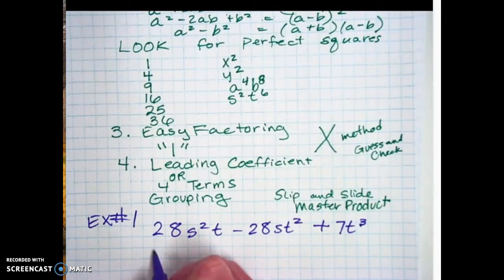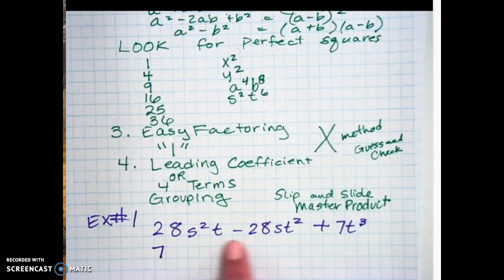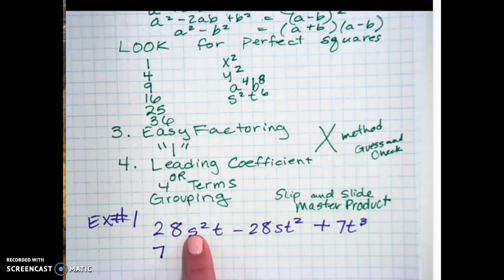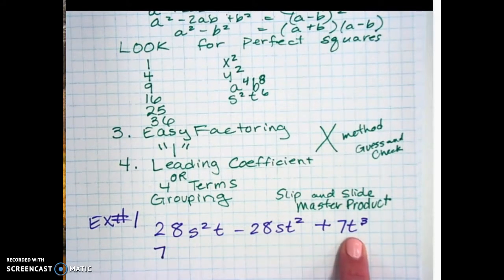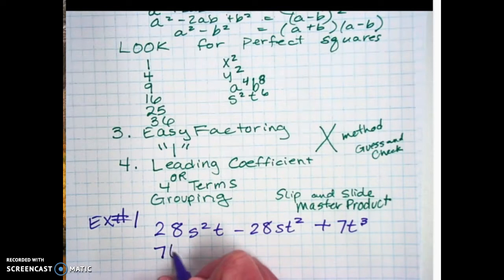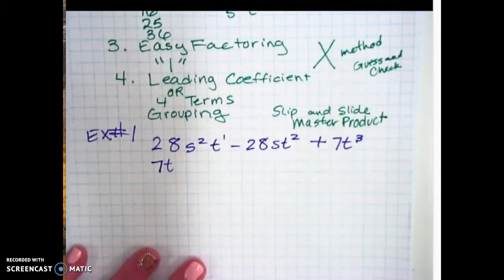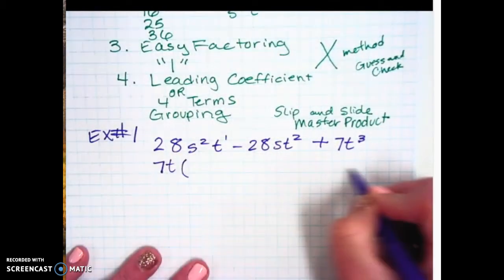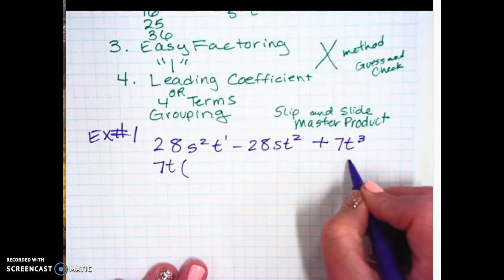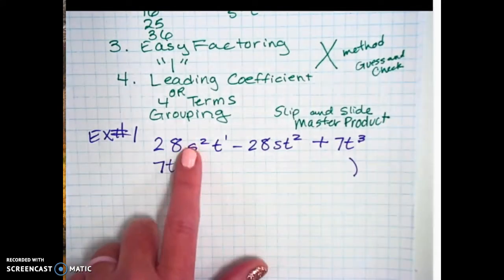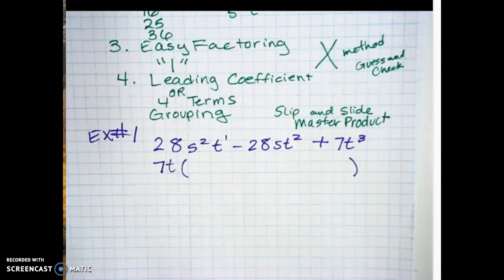7 is the numeric part. What about the s? Well, there's an s squared here, there's an s here, but there's no s here. But we do have a t in all of them, and t to the 1st power is the greatest one, right? That'll go into all three terms, okay? So we can factor out a 7t. That leaves us with what for the first term?